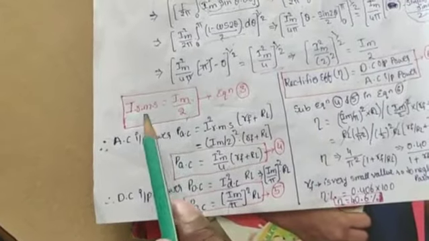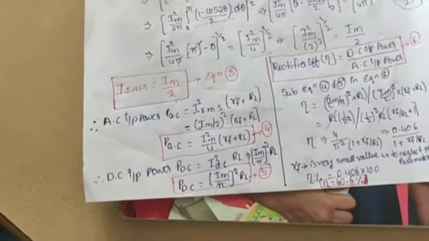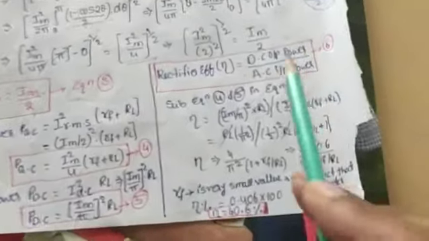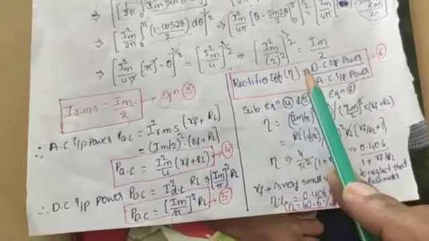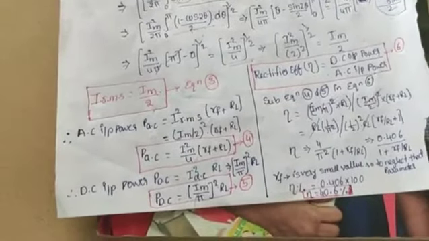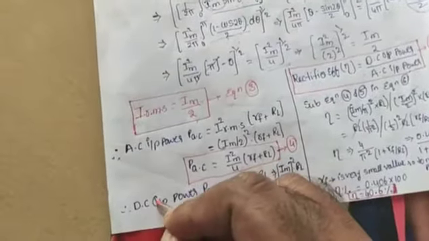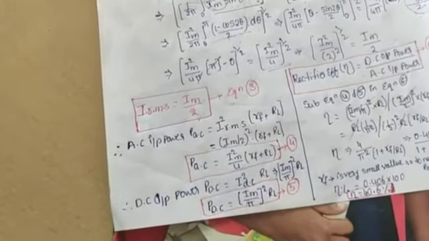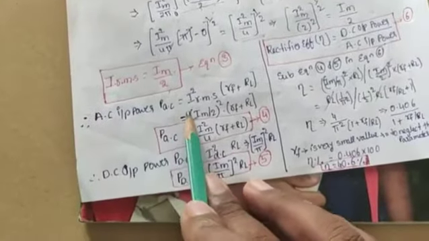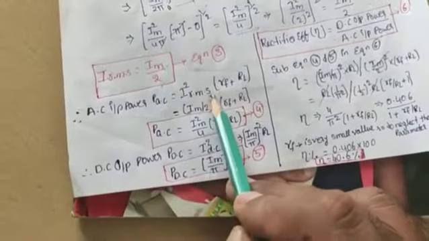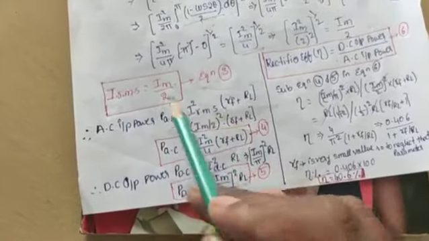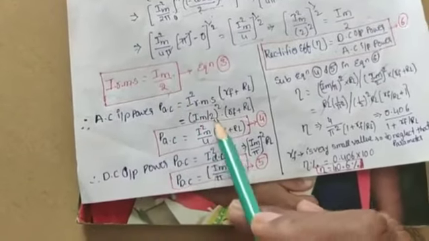After finding the IDC value and the I average values, now we can calculate the AC input power. Why? Because before finding the rectifier efficiency, these two terms are very important: AC input power and DC output power. AC input power is PAC, that is, PAC is equal to I² RMS (RF plus RL). We already know I RMS equals Im by 2. Substitute that value in this equation.